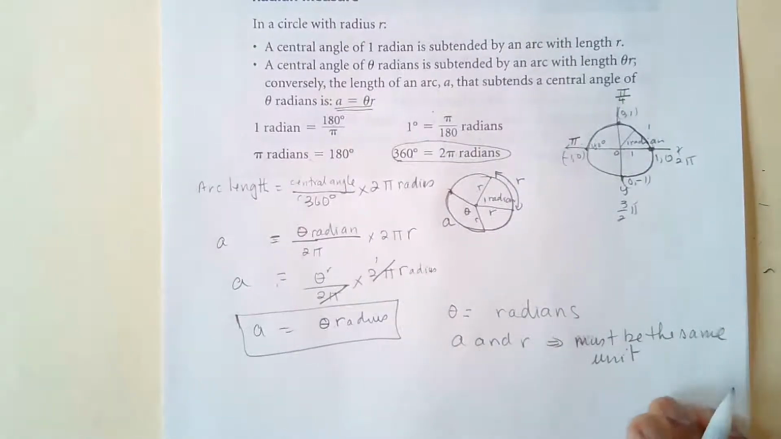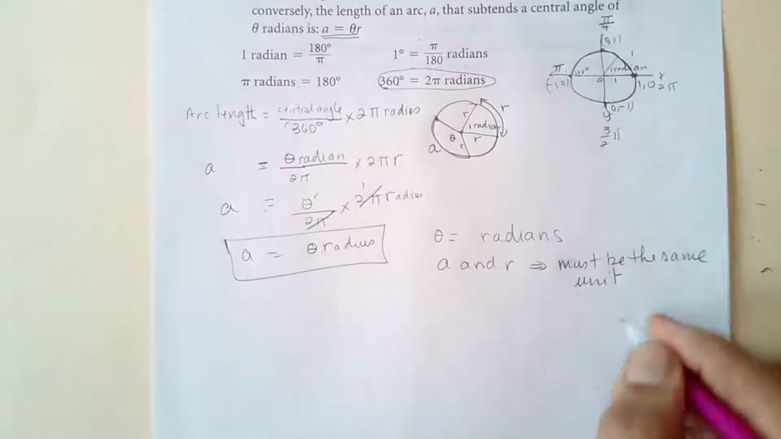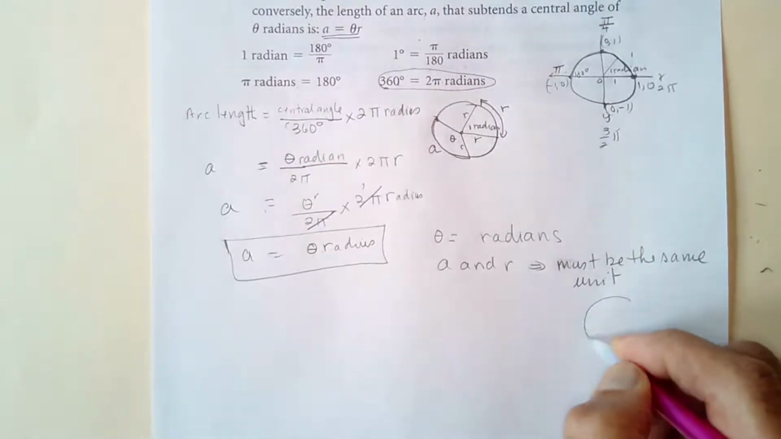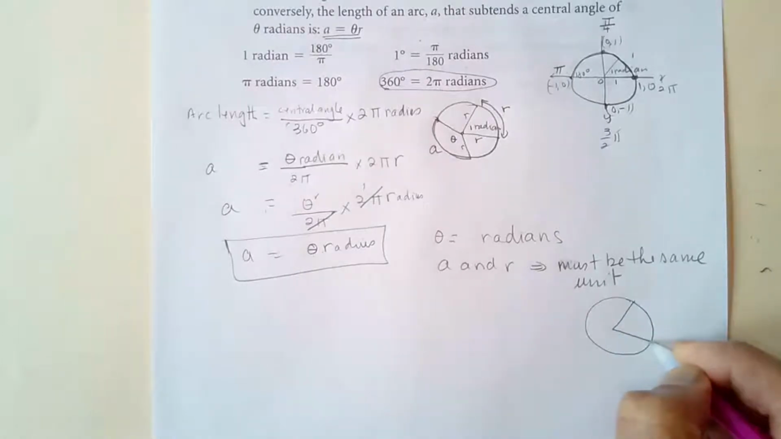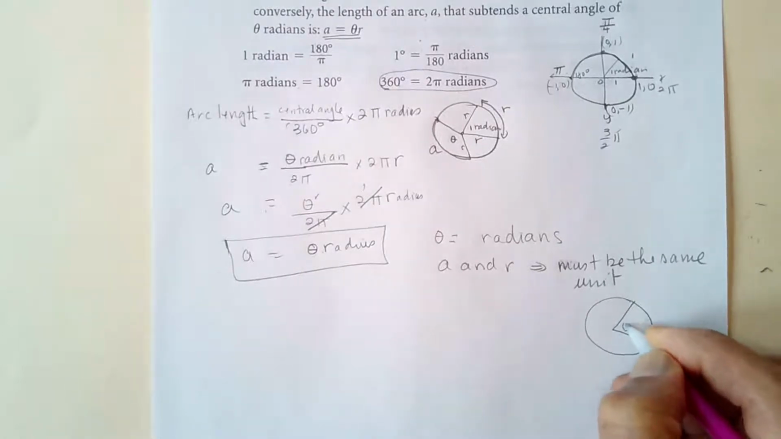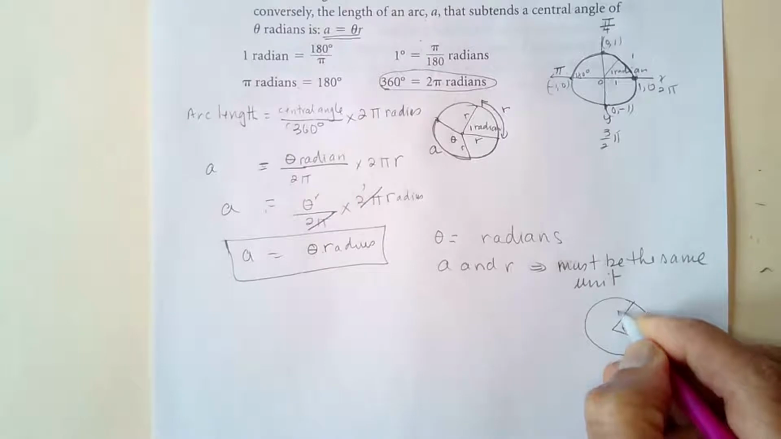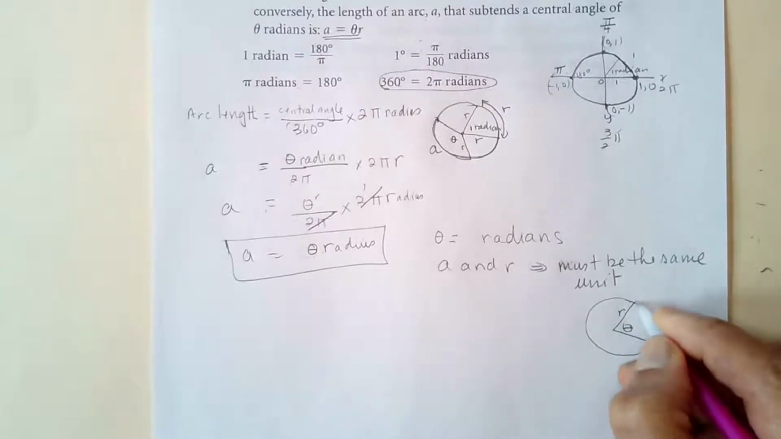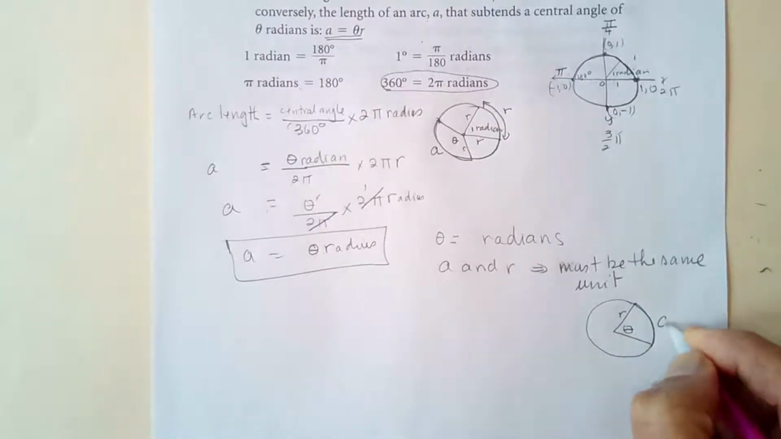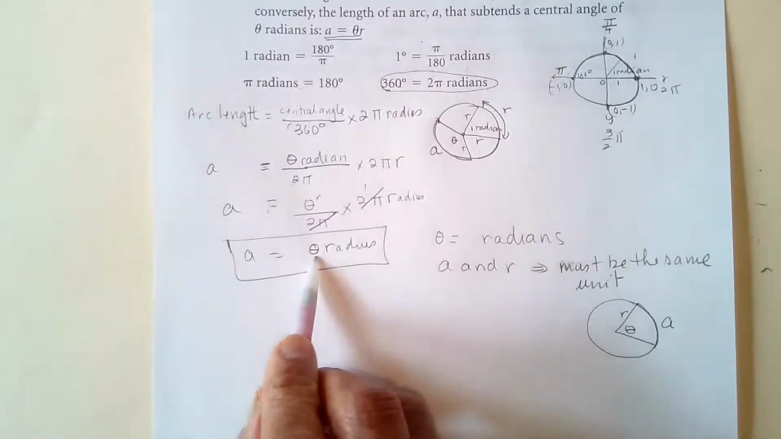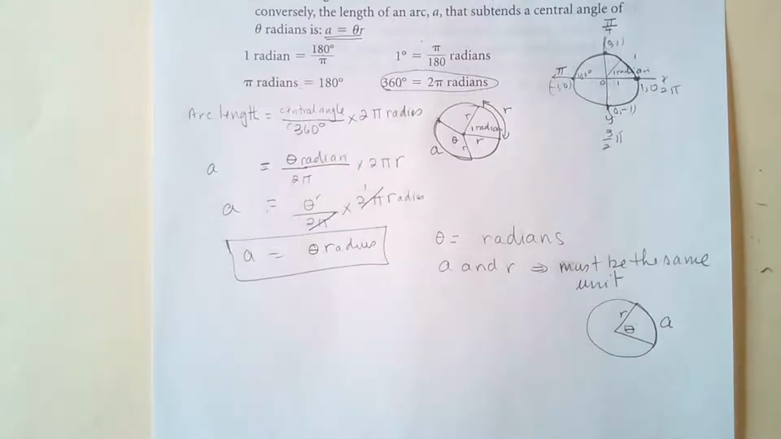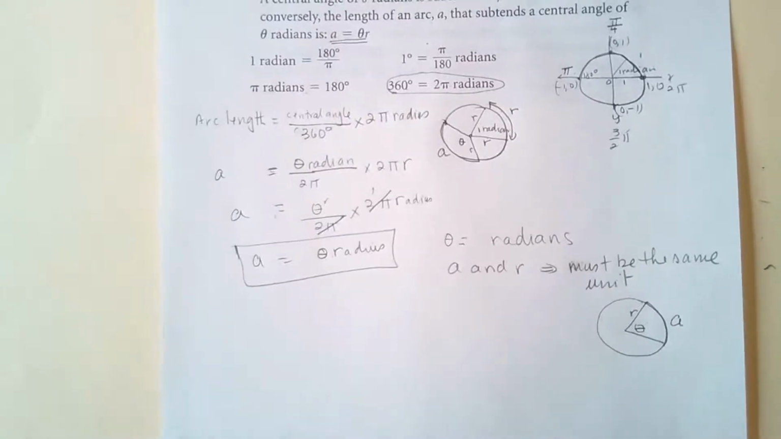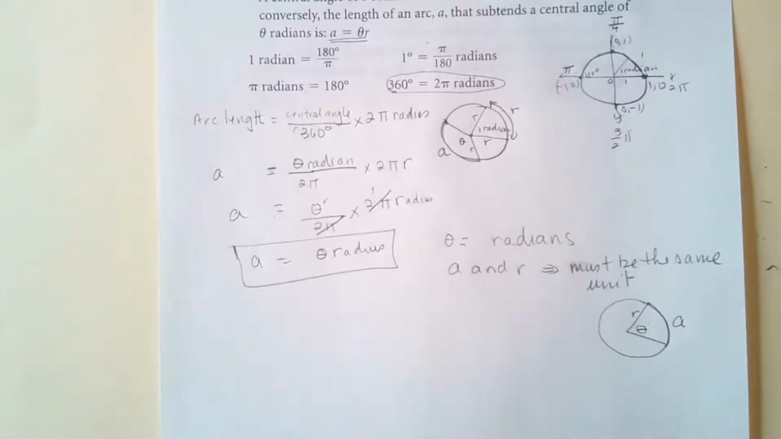To illustrate it, if we have a circle and we have theta in here, and this is R, then the arc length here, A, we can find by theta times R. Theta has to be in radians. Okay, so now we know how to find the arc length using radians.